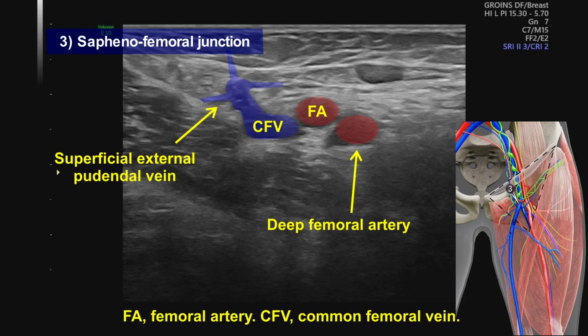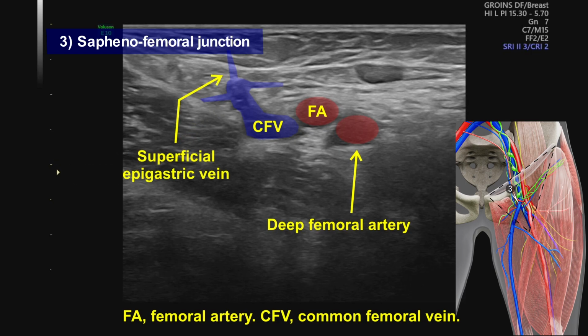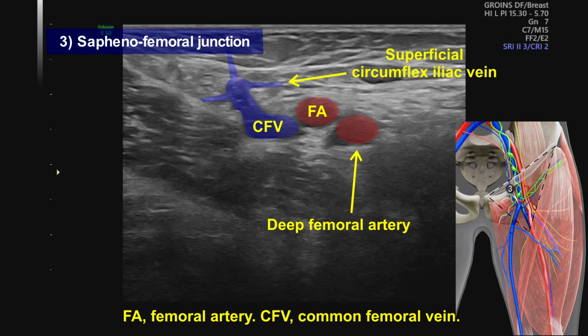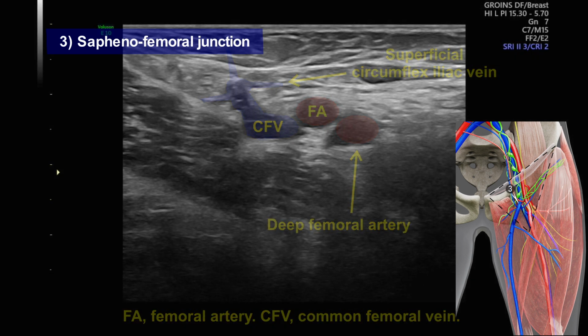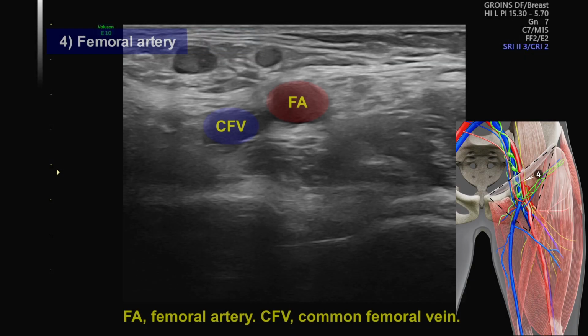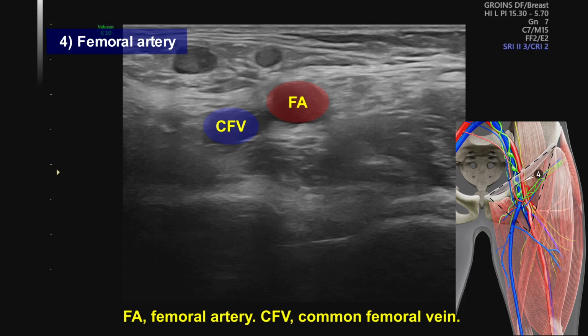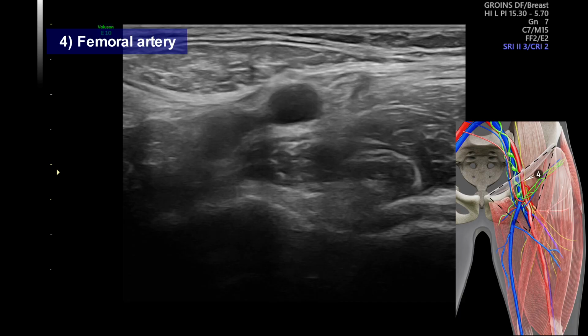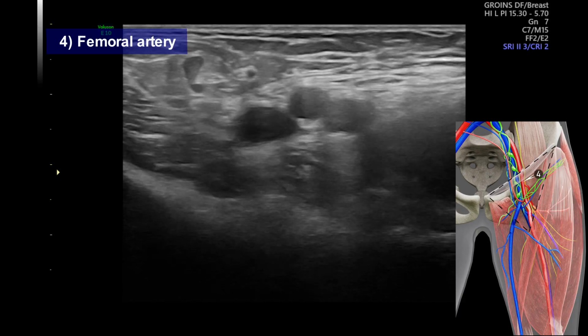Having identified the saphenofemoral junction and its tributaries, which are the superficial external pudendal vein, superficial epigastric vein, and superficial circumflex iliac vein, we follow the course of the common femoral vein toward the inguinal ligament. Parallel and lateral to the femoral vein lies the femoral artery. The femoral artery gives rise to the deep femoral artery just above the saphenofemoral junction.